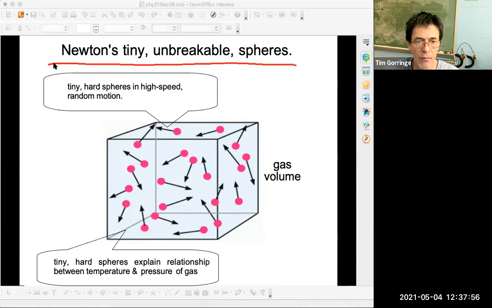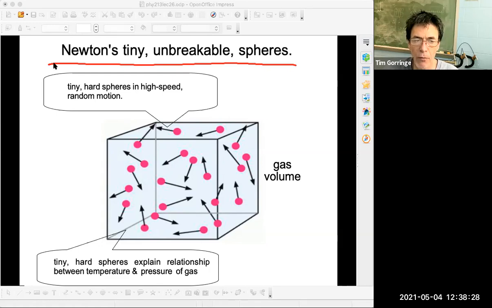And I just want to show you one of those successes, one of those things that it explained. If you have a volume of gas, if you have a container of gas, a tank of gas, that gas has some characteristics. That gas has some properties. It has some volume. It has some temperature. It exerts some pressure.